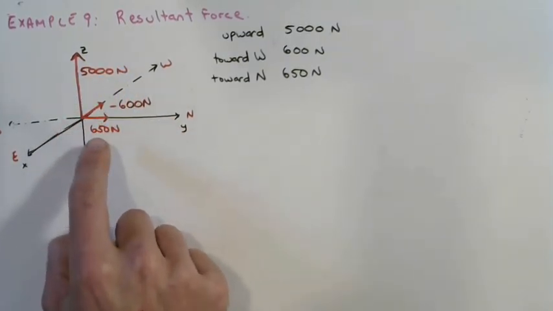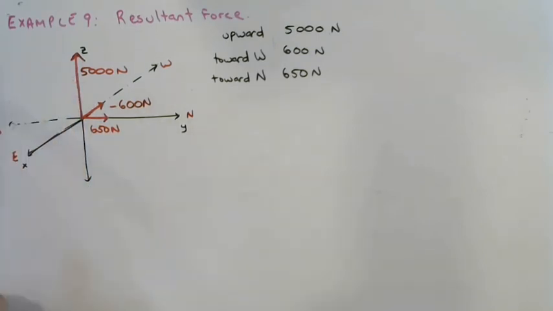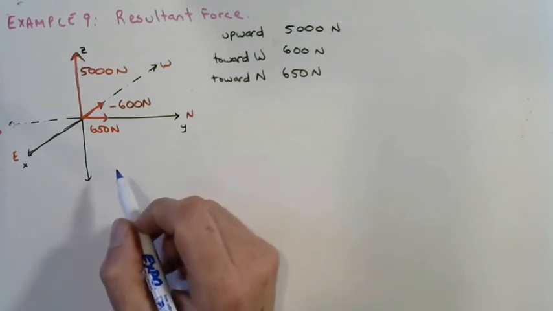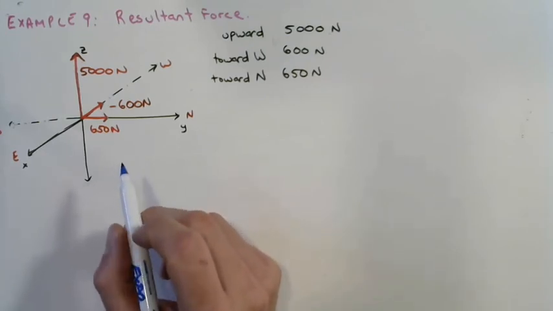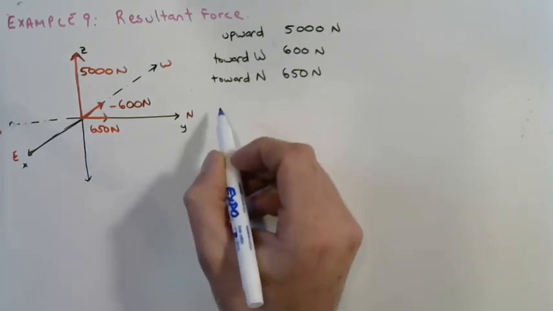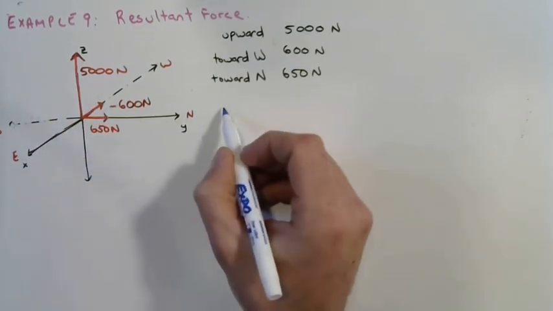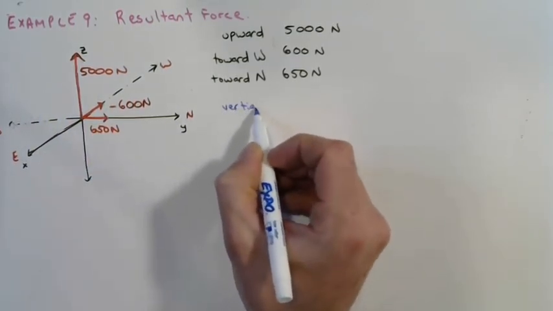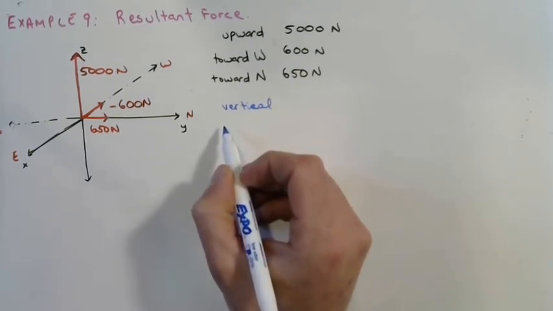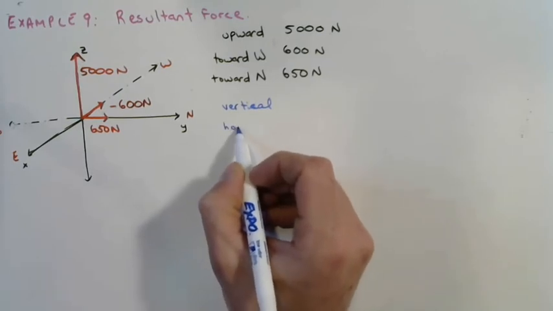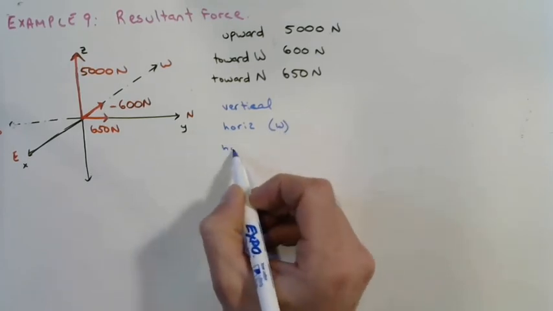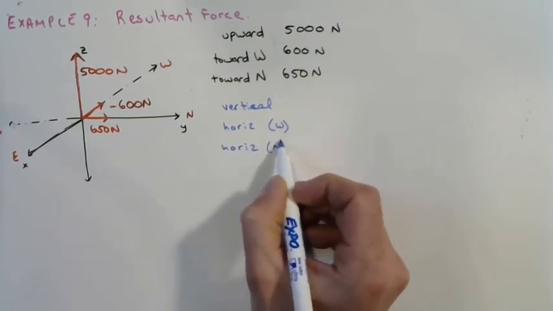2 workers pushing on it perpendicular to one another, and a crane pulling it up. All right, we need to determine the magnitude of the resultant force that is acting on the beam. The 3 forces are all perpendicular to each other, okay? So we could separate this into 3 different vectors. We have a vertical vector, and then we have 2 horizontal vectors. We have horizontal west, and we have horizontal north, okay?